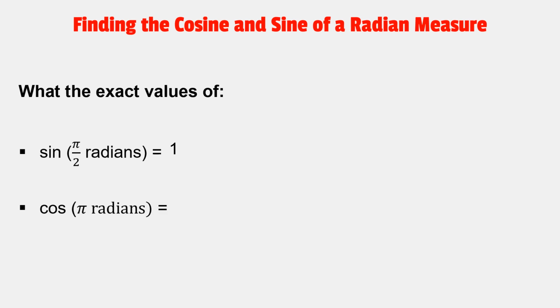Cosine pi radians, same steps are followed, the answer would be -1. Cosine pi over 2 radians, same steps followed, the answer would be 0. Don't forget to return back to degree mode in order to do any normal calculations.